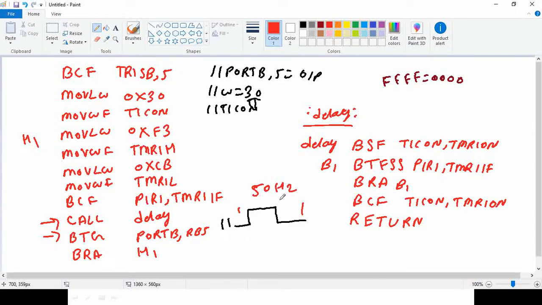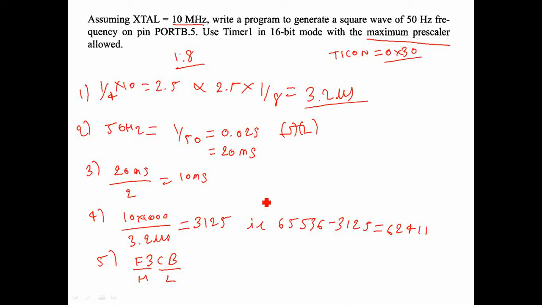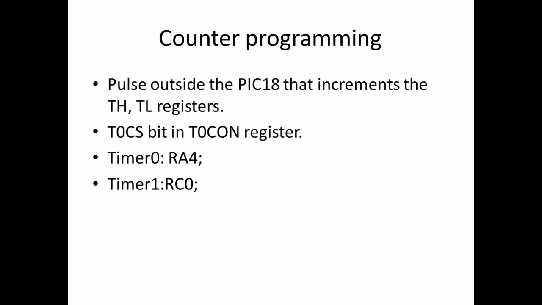So please take a minute to analyze this program. Okay, so that is timer 1 programming. Timer 1 and timer 0 are both similar, except that we have a timer 1 control register and a timer 0 control register. So you have to be very particular about selecting the bits of timer 0 and timer 1. So let us start discussing the next part, that is counter programming.